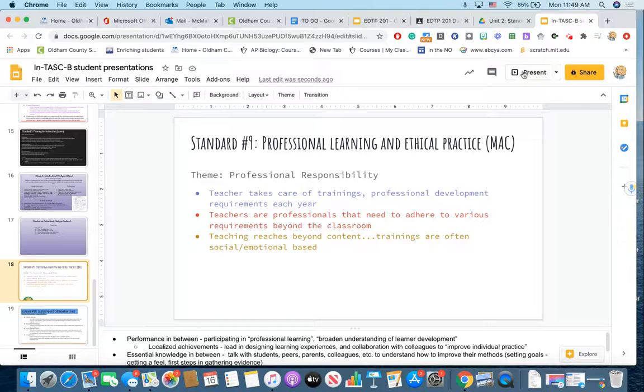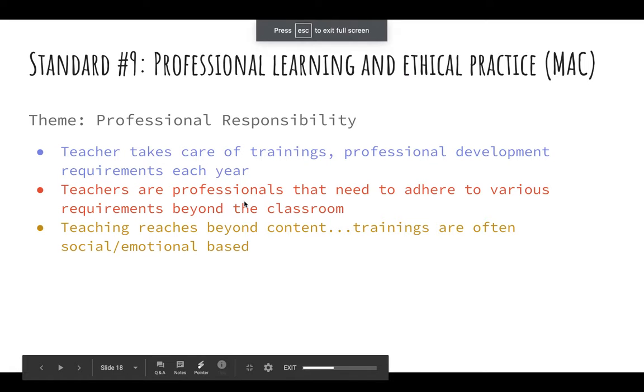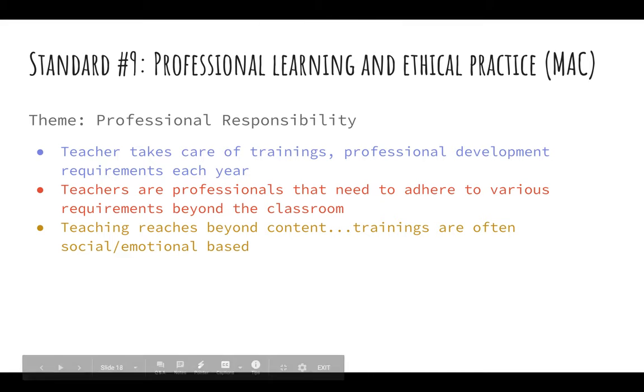All right, guys, you asked, and so here it is. Instead of doing the last two lessons or the last two standards, I'm recording them, so I'll be quick. As we move into standards 9 and 10, we are moving into the last theme, which is professional responsibility. So standard number 9, the professional learning and ethical practice standard.